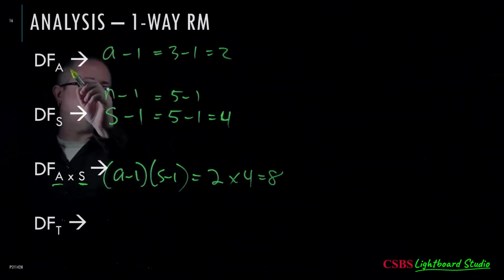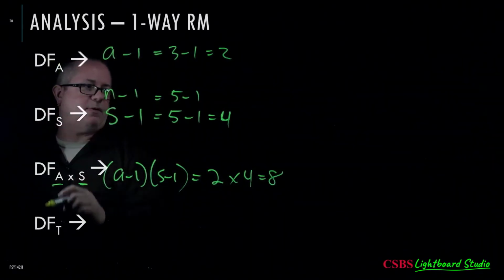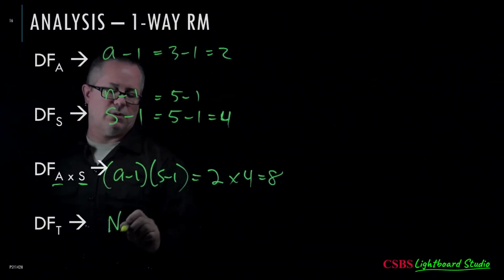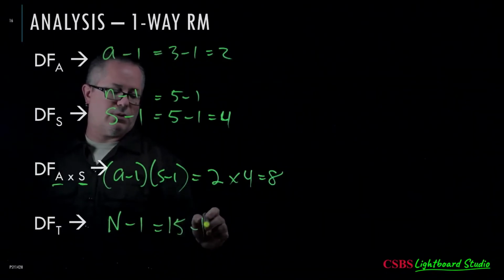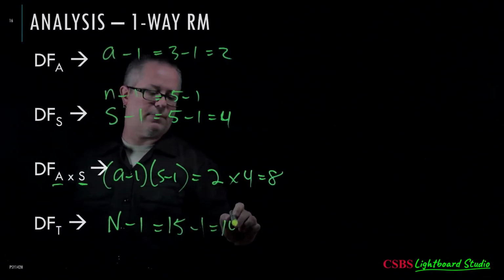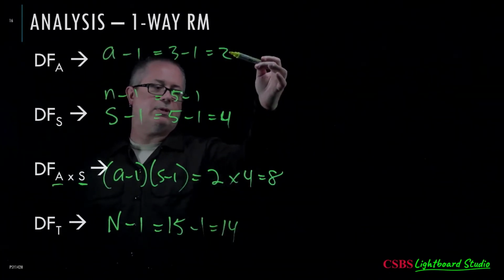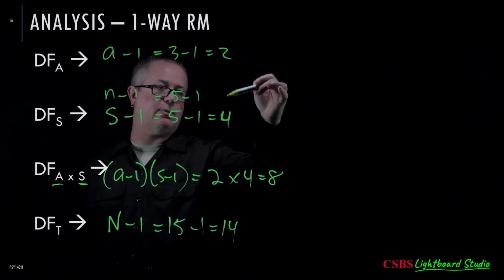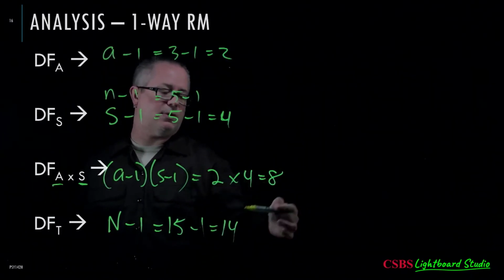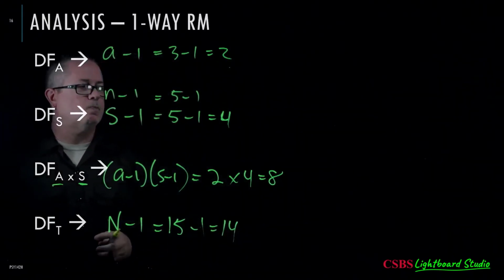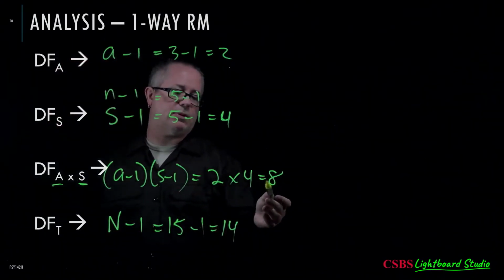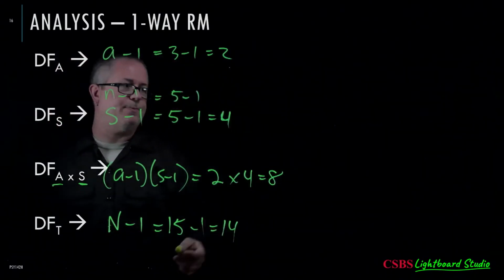So these two, the DFA and DF total, are the same. It's just now the total number of subjects minus 1, which is 15 minus 1, which equals 14. 2 plus 4 is 6. 6 plus 8 is 14. I was thinking 2 times 4, as I said 8. So 2 plus 4 is 6, plus 8 is then 14. So it all adds up together. That's good.